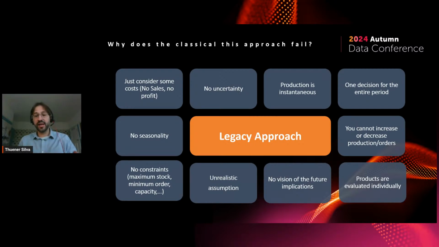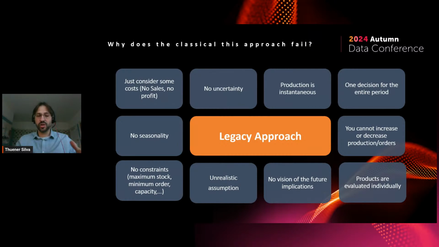So on this, you can add it, but it's going to be like a patch, right? So you add safe stock, and then you have safe stock that will be the same for the whole year, right? So production, sometimes there is even an assumption that production is instantaneous, right? So that you decide to produce this month and it comes next month. So no, you have to consider lead time. One decision for the entire period, right? So then you decide at the beginning of the month or the year, and you don't change it for the whole year.